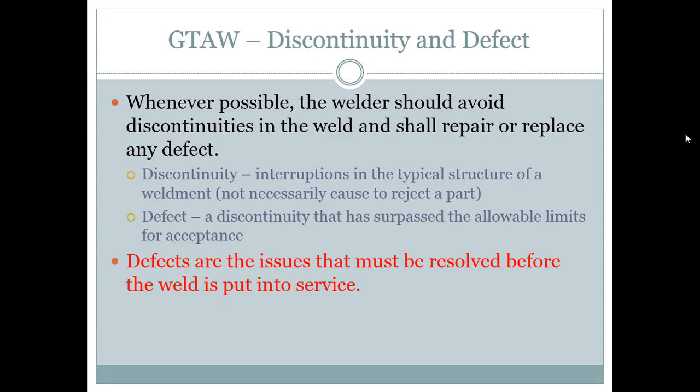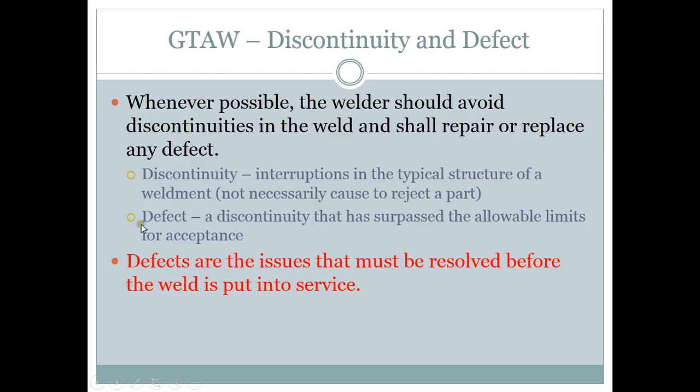So let's get over some key terms that you're going to need to know. Of course, welders and people involved in the welding process should always repair discontinuities whenever they are able to. However, look at the definition here. A discontinuity is an interruption in the typical structure of a weldment. So it doesn't mean that the part has to be rejected. Should you fix a discontinuity? Most likely if you're able, but it doesn't mean that the part is junk.